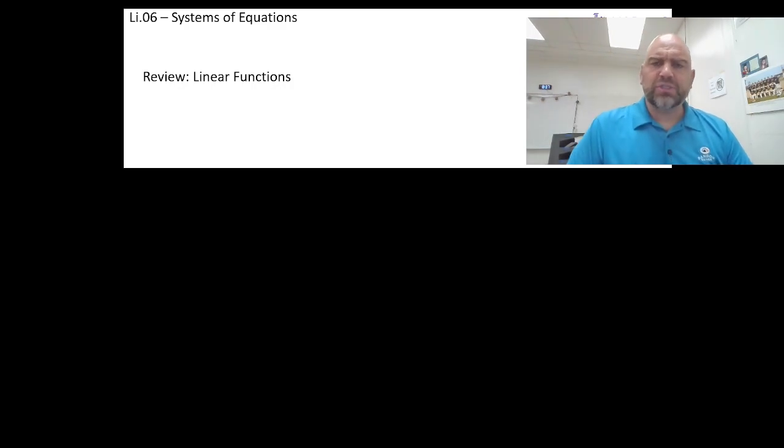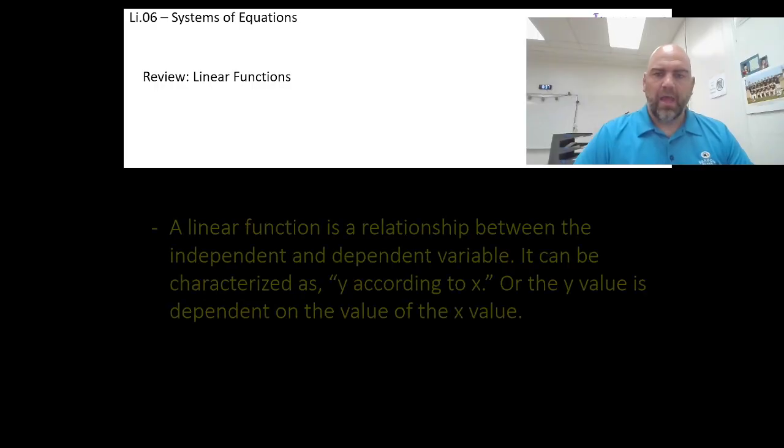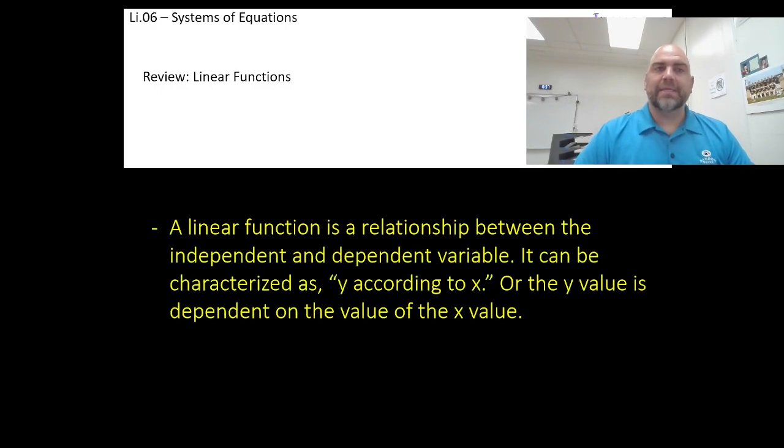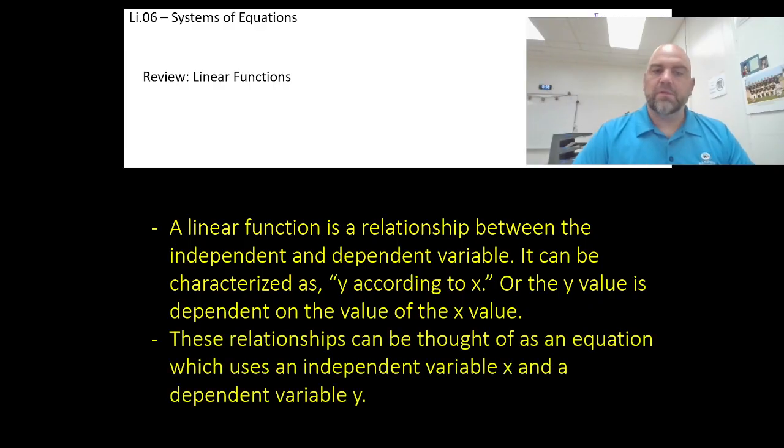So first of all, let's just do a quick little review of linear functions. What is a linear function? Well, a reminder that a linear function is a relationship between the independent and dependent variables, characterized as x or y according to x. A linear function is two variables which are in a relationship together, and the equation is given to describe the relationship. These relationships can be thought of as an equation, which uses the variables x and y.